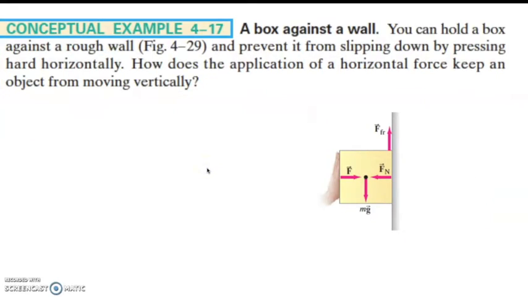Box against the wall. You can hold a box against a rough wall and prevent it from slipping down by pressing hard horizontally. How does the application of the horizontal force keep an object from moving vertically? Do it now.